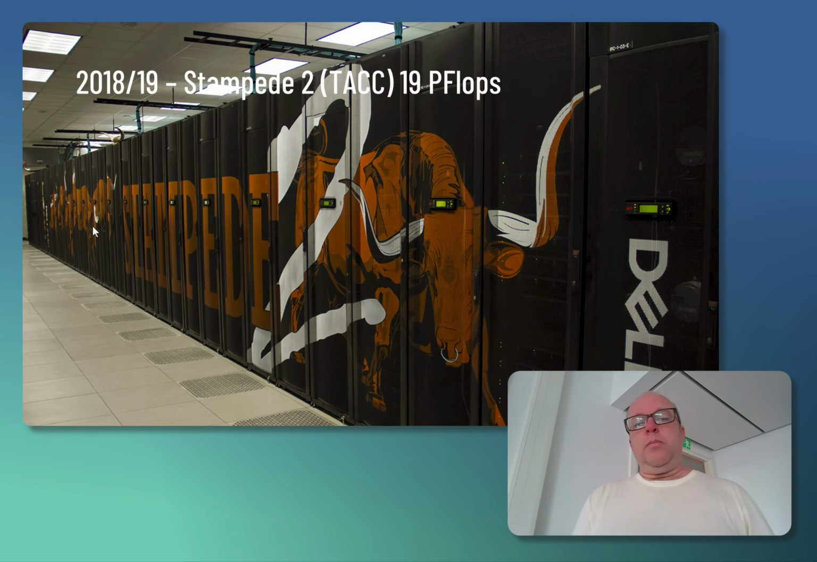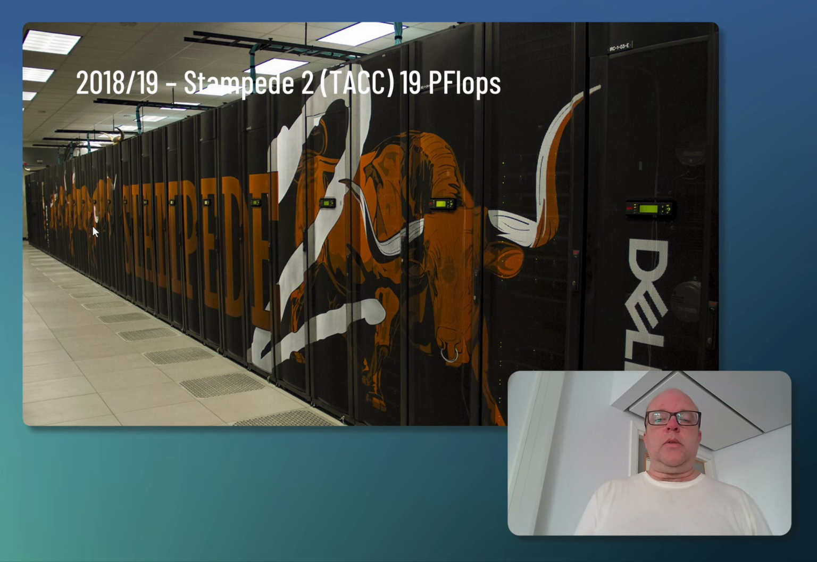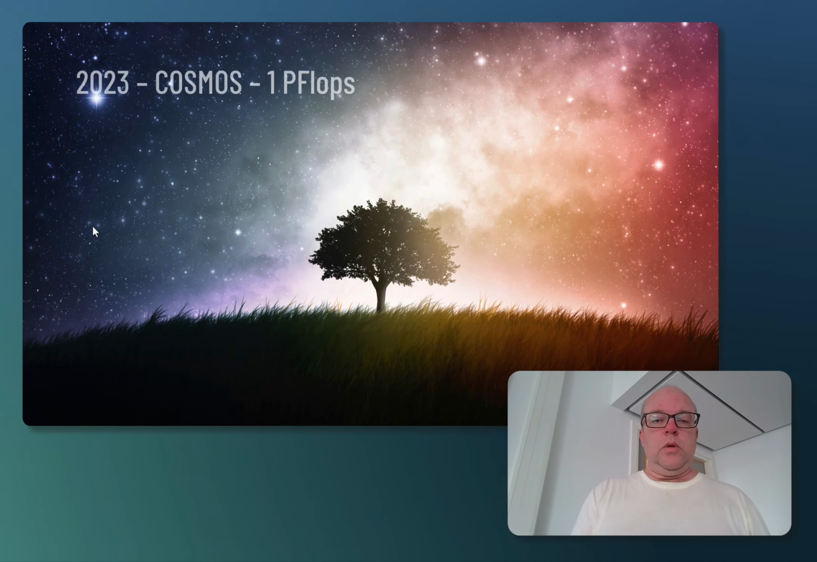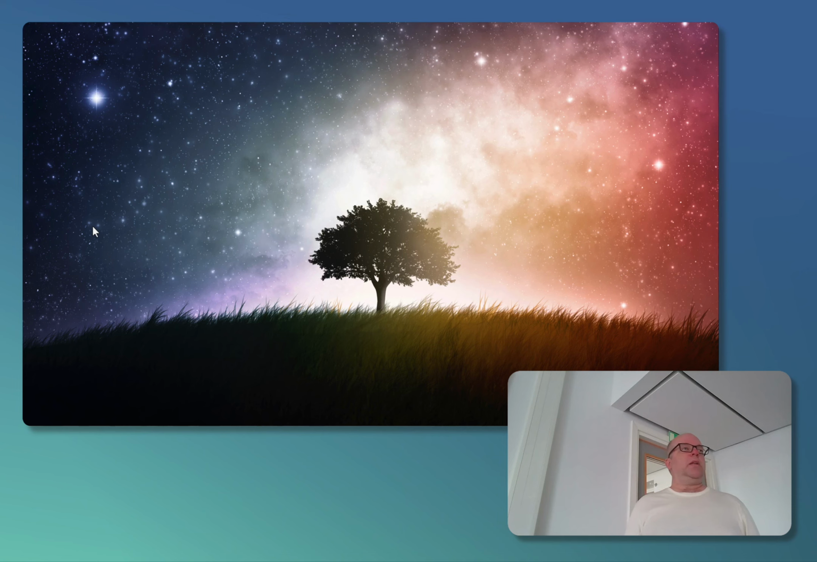Stampede, 19 petaflops, Texas Advanced Computing Center. And in 2023, we released Cosmos, and we actually achieved 1 petaflop in Lund. And now in Sweden, we are aiming for, I think, a new machine of something like 100 petaflops. It's a lot of floating point operations per second.